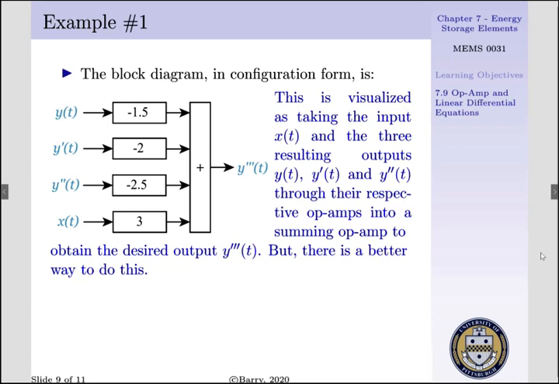Now, if we put this in a block diagram, we can see what's happening. We have x(t), y(t), y'(t), and y''(t). All 4 of these inputs will get multiplied by their respective gains and get summed to give us y'''(t). Now, that means we have to design an op-amp to give x(t), our input, a gain of 3, y(t) a gain of -1.5, y'(t) a gain of -2, and y''(t) a gain of -2.5.